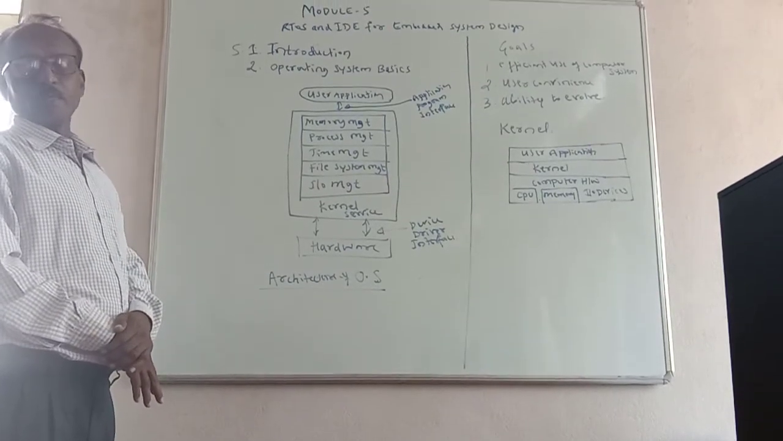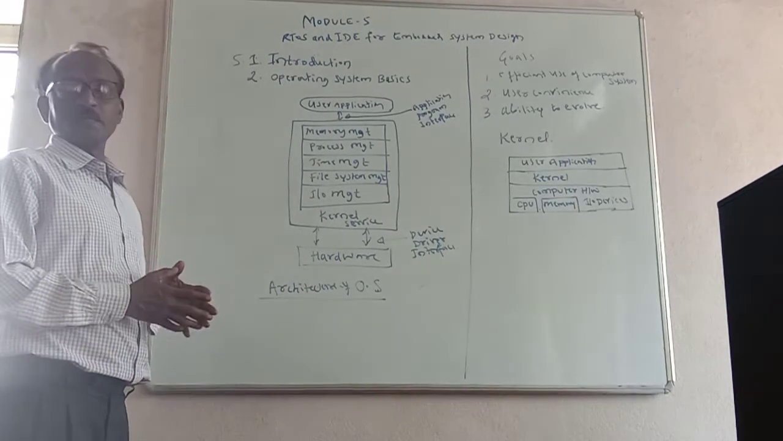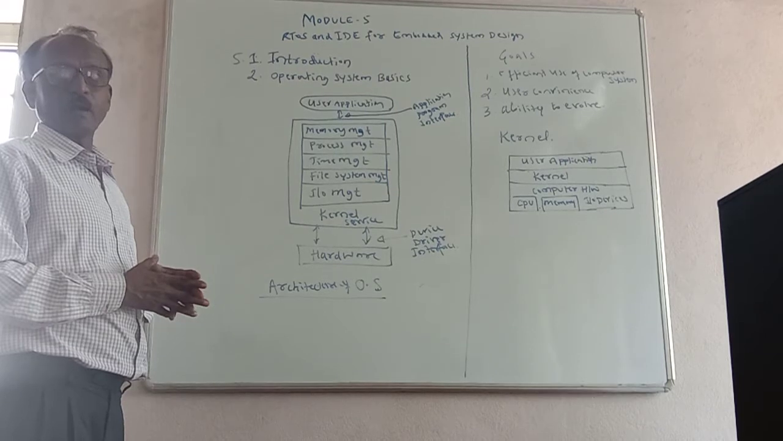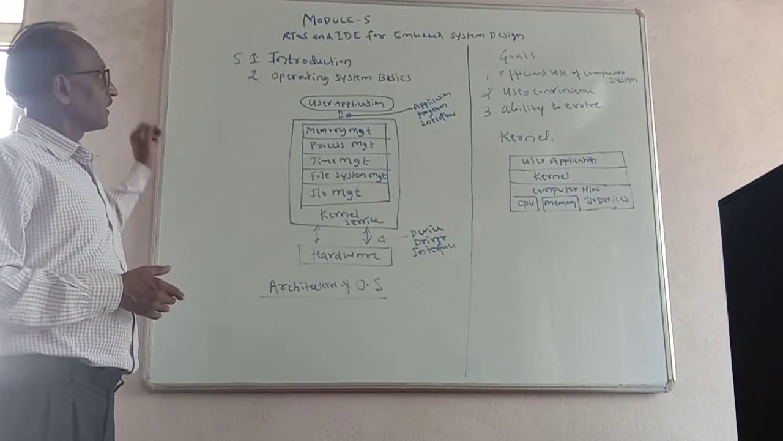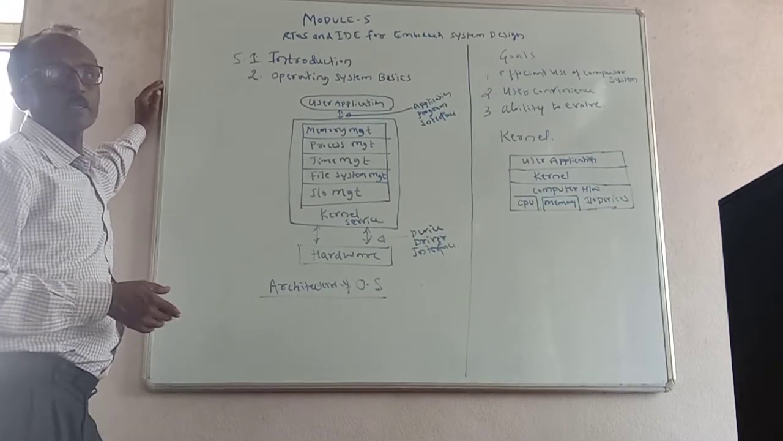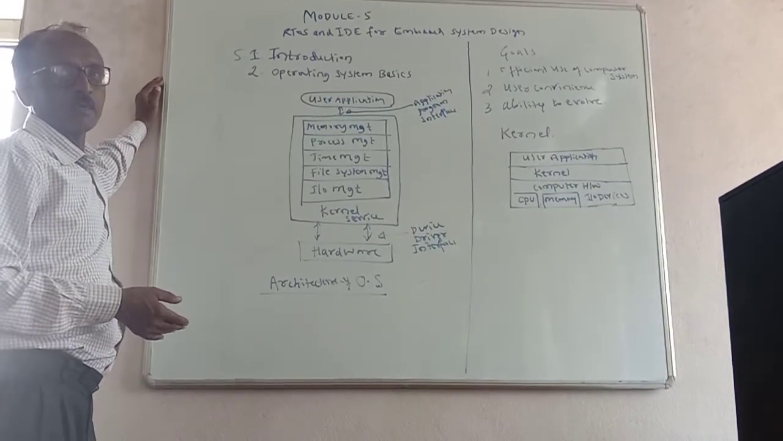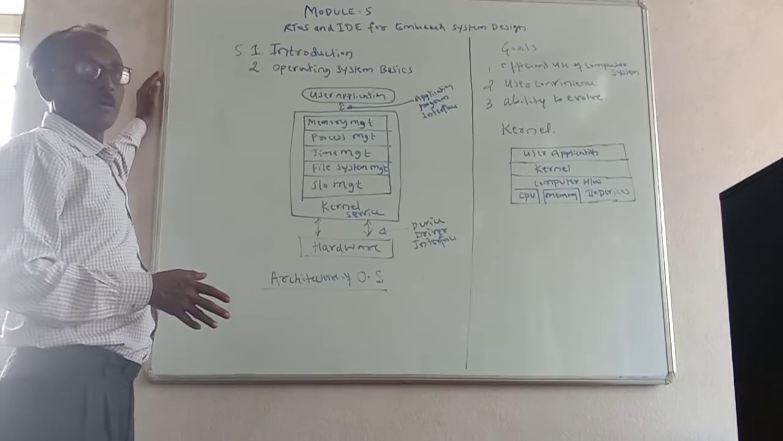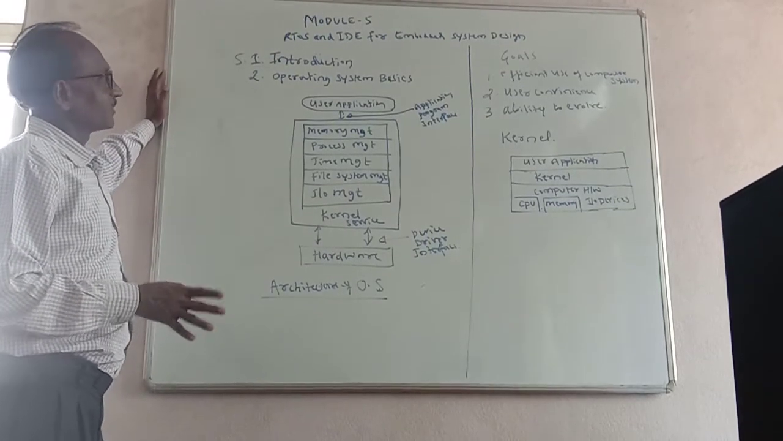We can define the operating system as the interface between application and the hardware, which is known as the operating system. There are several types of operating systems. Day to day you are already familiar: Windows operating system, Unix operating system, Linux operating system. These are a few operating systems.